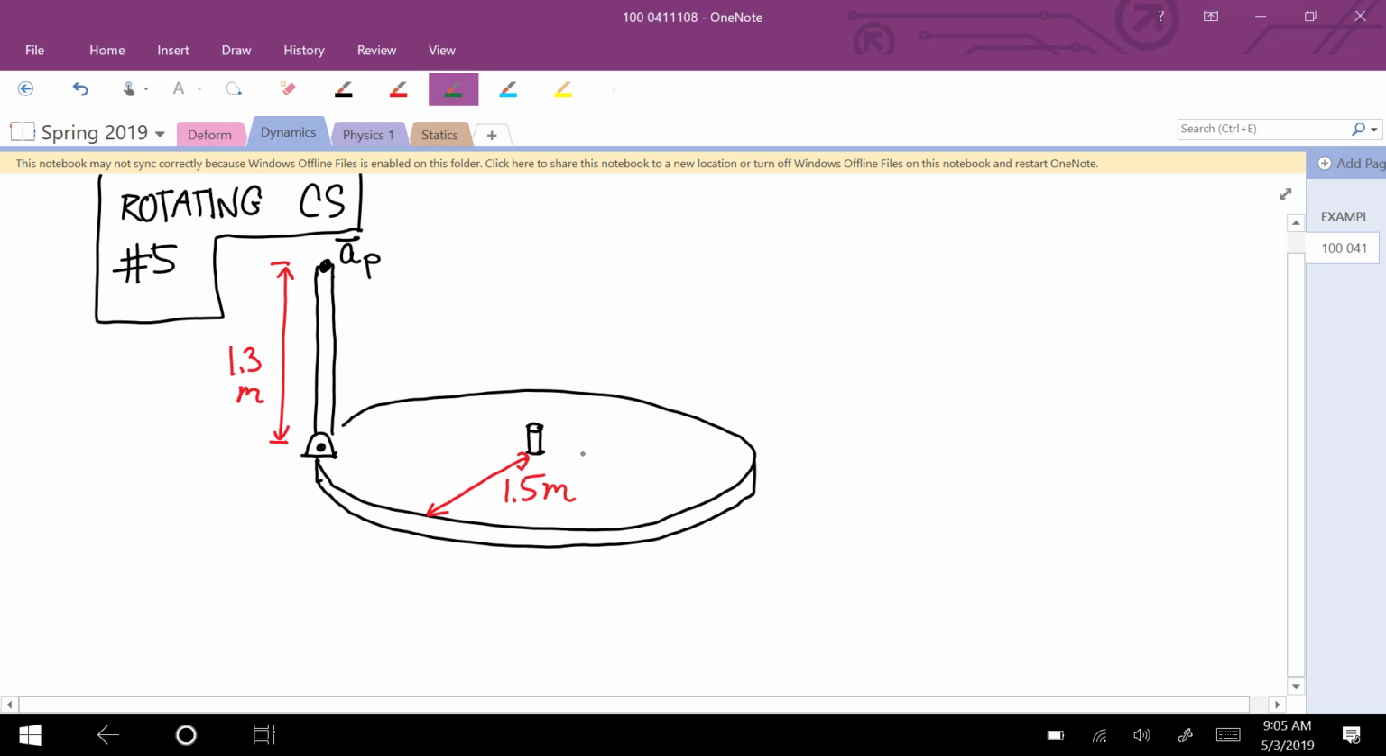Well, let me draw the two coordinate systems. So there's one of them. I'll call that coordinate system A for part A. And then the second one is this. I'll call that B. We'll use that one for part B.